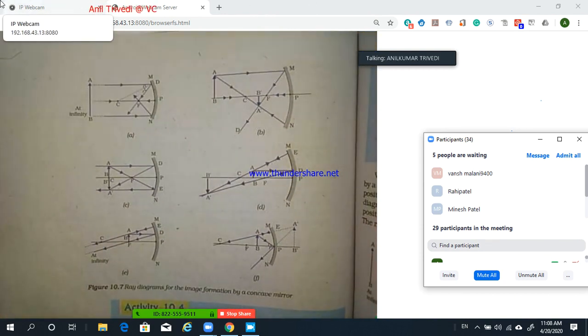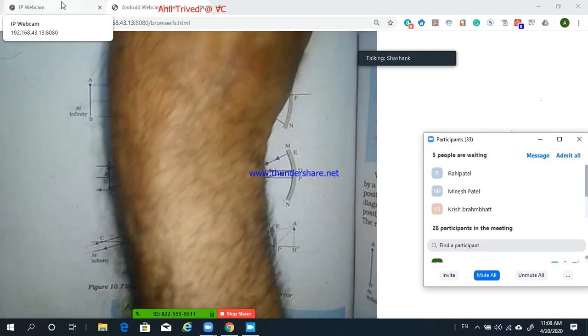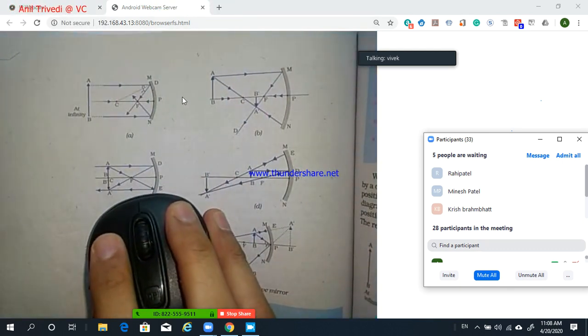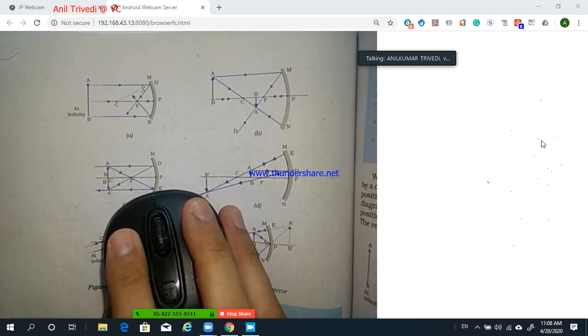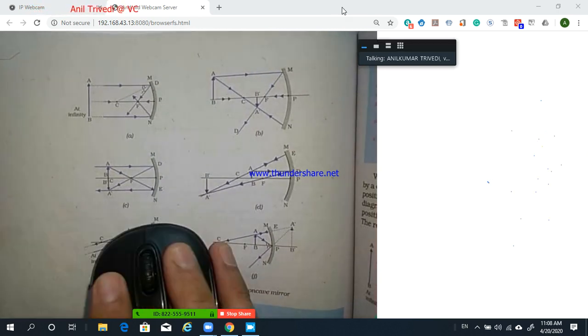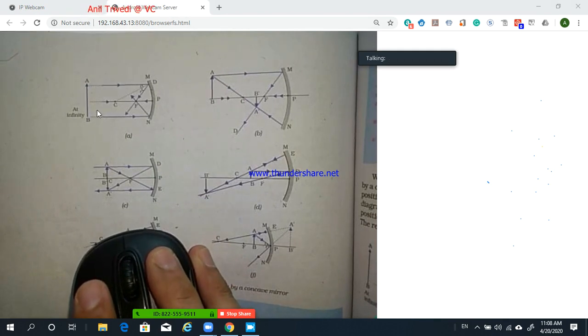This is the ray diagram we will be drawing. We'll go slow and steady, and hopefully we'll be able to draw many of the ray diagrams. Okay, fine. Let's start. We'll start with this diagram.